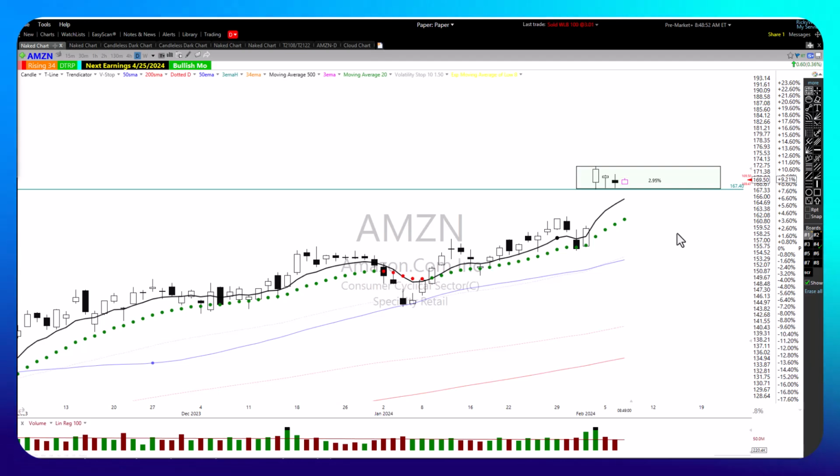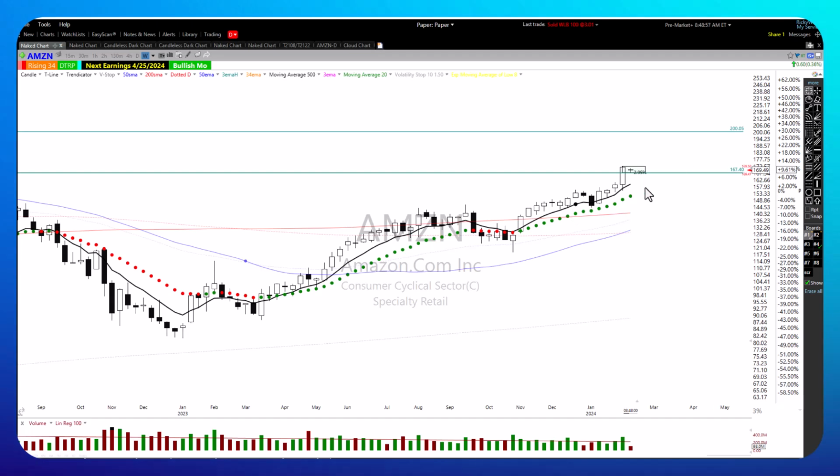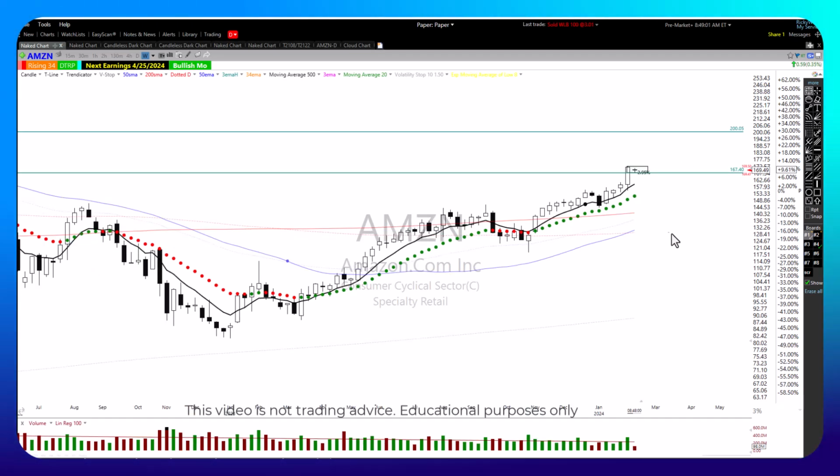Okay, I want to start off with Amazon because this is how I plan to trade Amazon. So right now, let's back up and take a look at the weekly chart. You can see the weekly chart is clearly in a bullish trend. For me, what I look at is the trend indicator here.